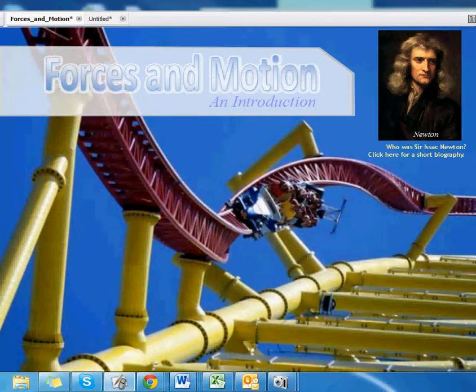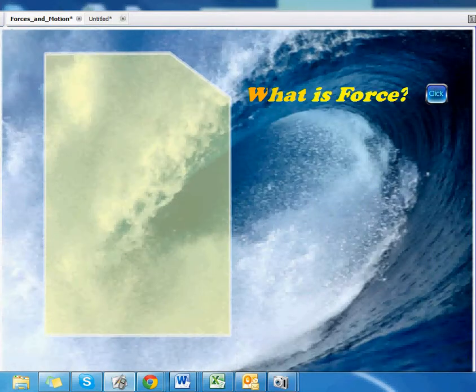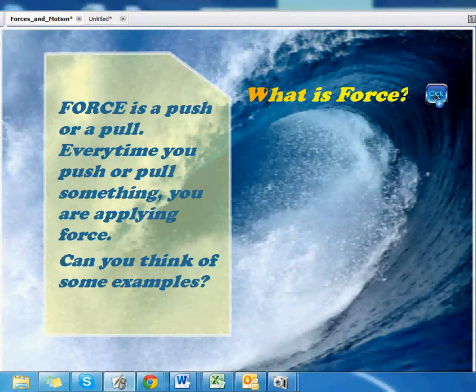So when we take a look at forces in motion, we've got to ask ourselves, what is a force? Now when we take a look at this, we know that Newton mentioned that forces pull. Well, what is a force? Force is a push or a pull. Every time you push or pull something, you are applying force. Now in class we thought of some examples: pushing a desk, pushing your chair in, pulling your chair out. All these are push and pull examples.